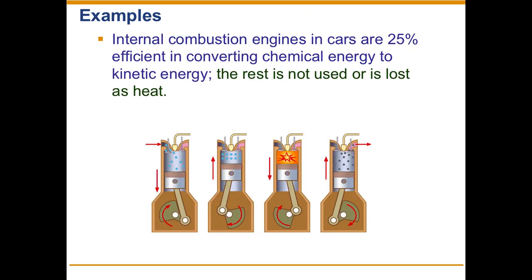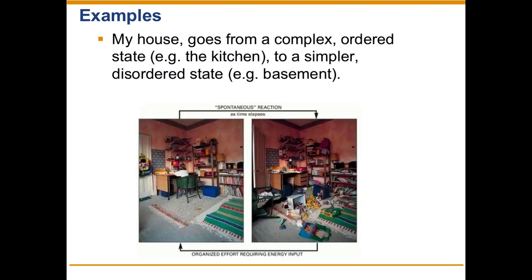So we can look at examples of this in a combustion engine. A typical engine is around 25% efficient in its transfer of chemical energy to motion and kinetic energy within a car.